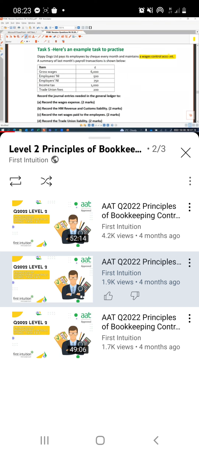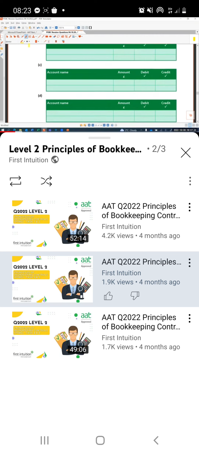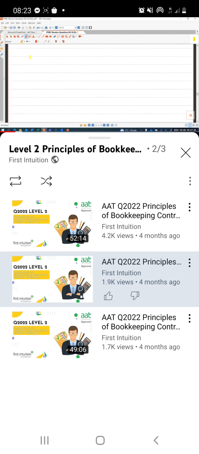So the first thing I want to do is just to get you to think with me about what a wages control account is and what it's for. So without even really looking at this question to start with, we're just going to think about a wages control account. And I do often think that in order to really understand a wages control, you perhaps have to think about the other accounts where the other double entries would go.